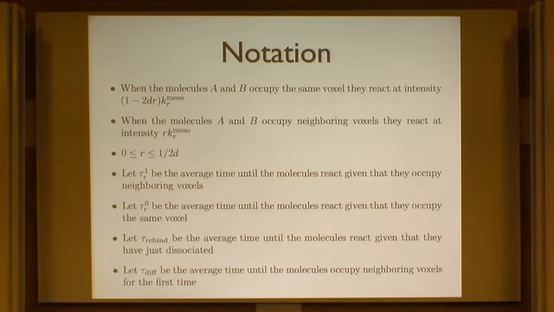Then we're interested in the time tau R1, the average time until the molecules react given that they occupy neighboring voxels. Analogously, tau R0 is the average time until they react given that they occupy the same voxel. Tau rebinding is the same thing as the rebinding time, the time until they react given that they just dissociated. And tau diff in this case will be the average time until the molecules occupy neighboring voxels for the first time, because that's the first time when they could, in theory, react.